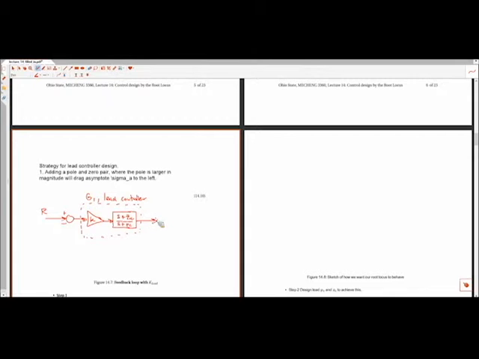This then goes to our plant, 1 over s plus 1. This is G2. C. And then this closes the loop. So what we're doing is we're adding dynamics to the system. This is required if we want to bend this root locus plot farther to the left.